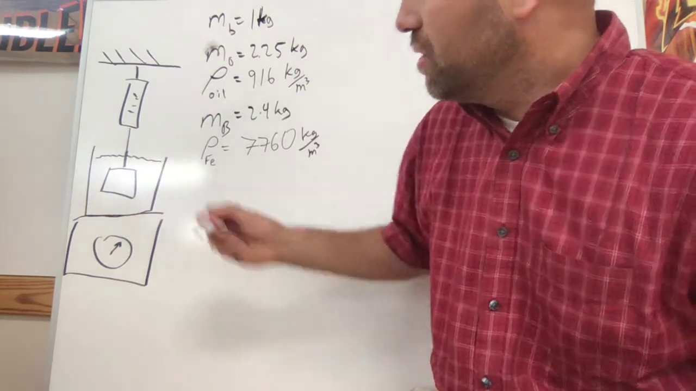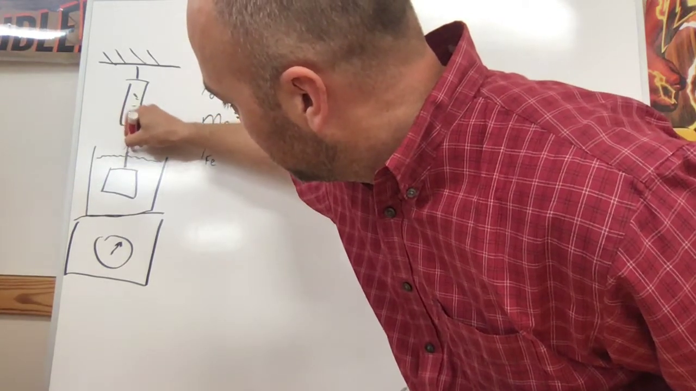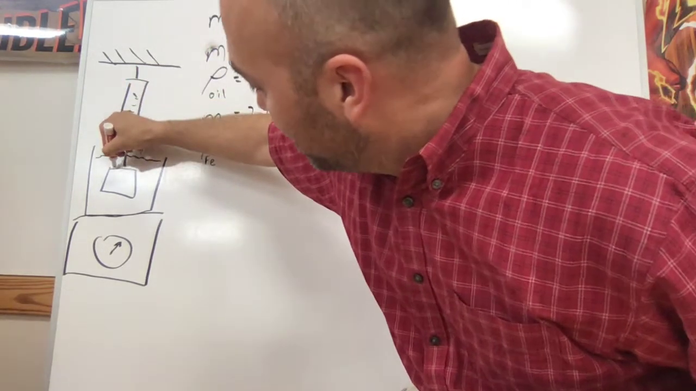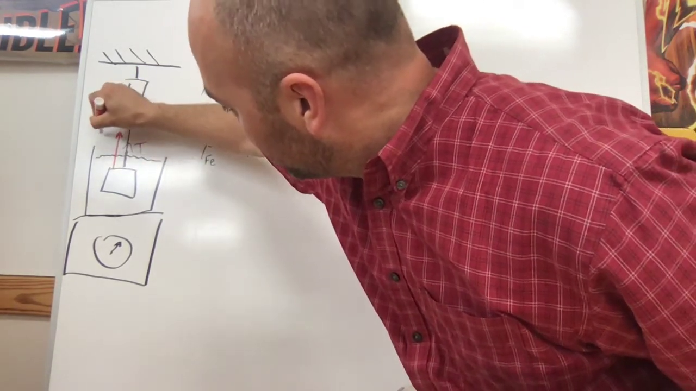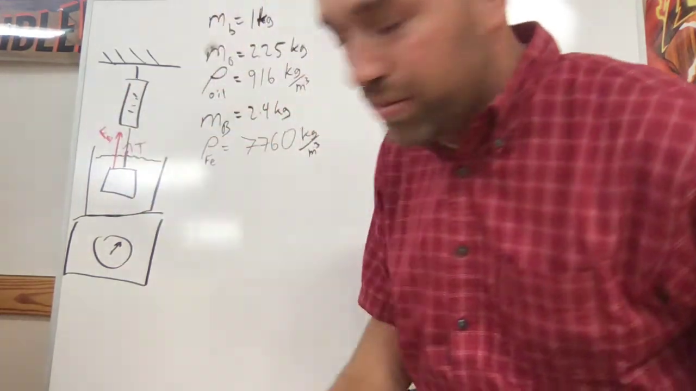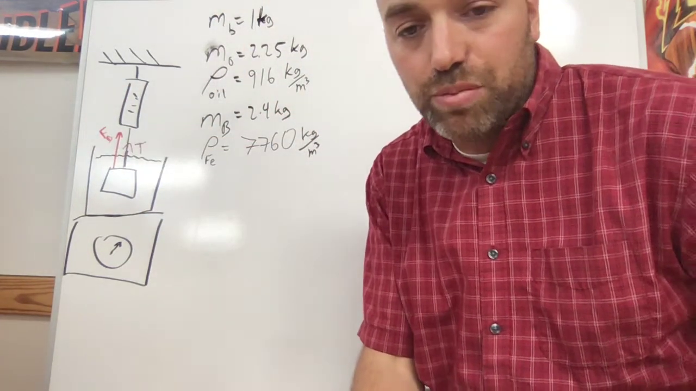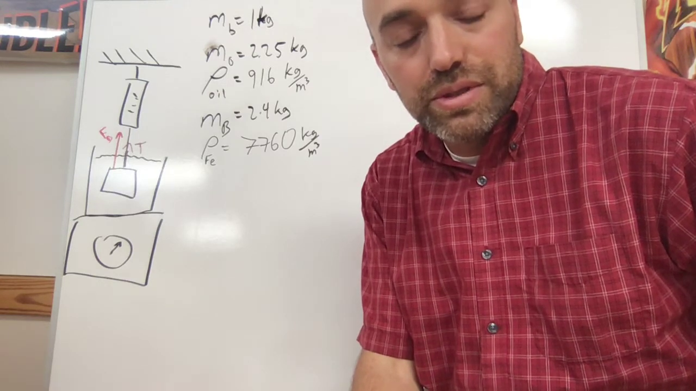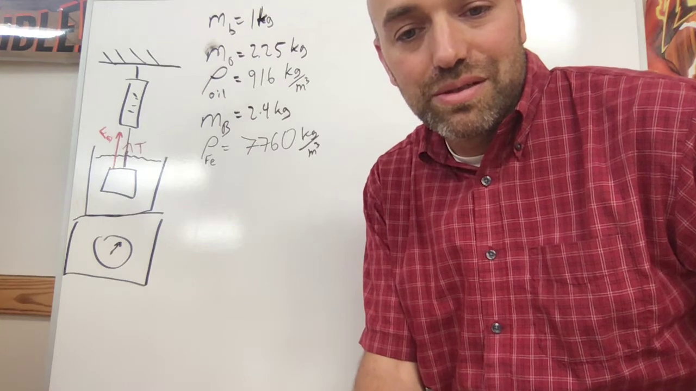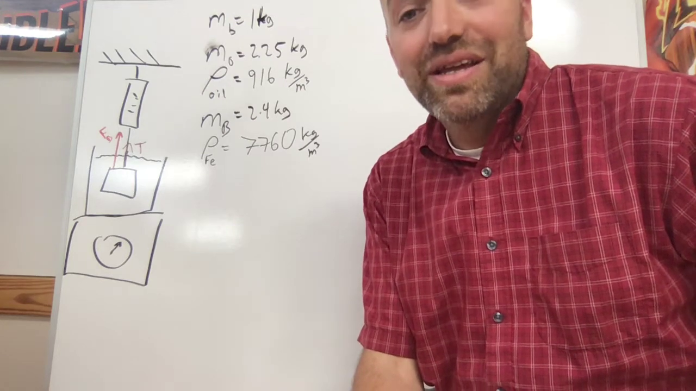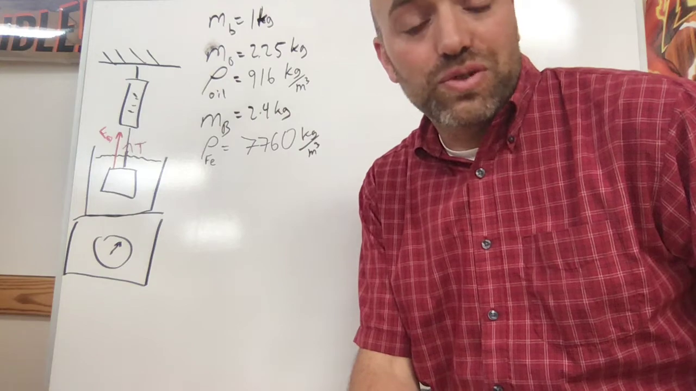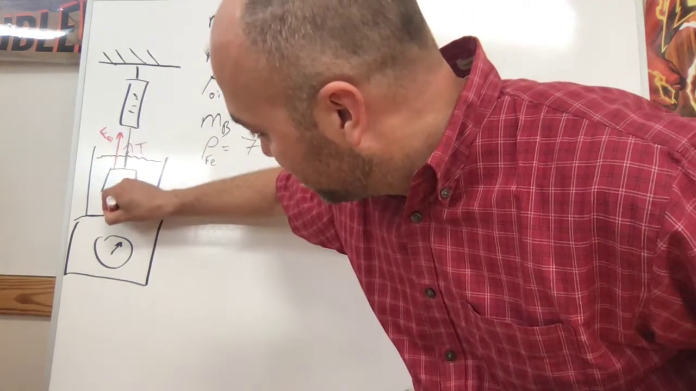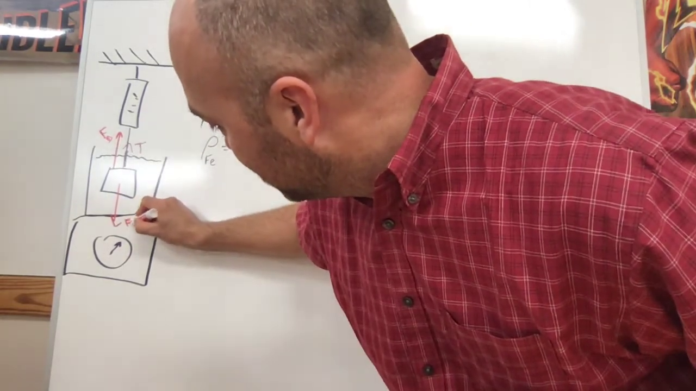Buoyancy and tension. So you've got tension pulling it up, T, and you also have the force of buoyancy pulling it up. Those are the two forces pulling it up. Why doesn't it go up? Because it has mass, I guess. Yes, and what does that mean? It's in equilibrium, there's no acceleration. It means there's the force of gravity pulling it down. So you've got another force pulling it down.